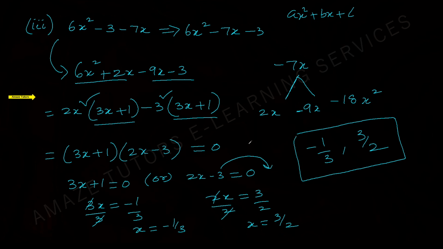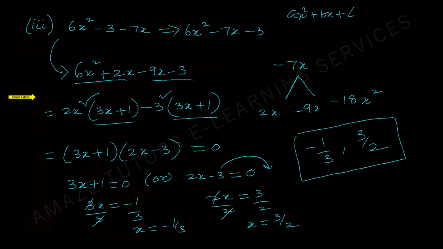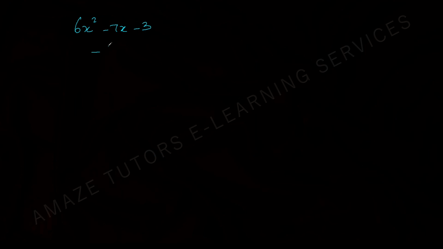Verifying the relationship between the zeros and the coefficients on the next page. 6x squared minus 7x minus 3 was the equation, and the roots are negative 1 by 3 and 3 by 2. Let's verify the first. Sum of the roots, alpha plus beta, is equal to negative 1 by 3 plus 3 by 2. Now this is adding two fractions with different denominators. You know what to be done? LCM, least common multiple, so that the denominator will become the same and you can add easily.